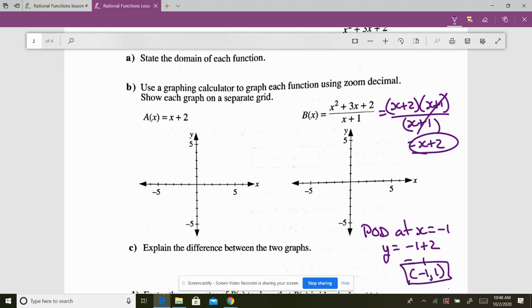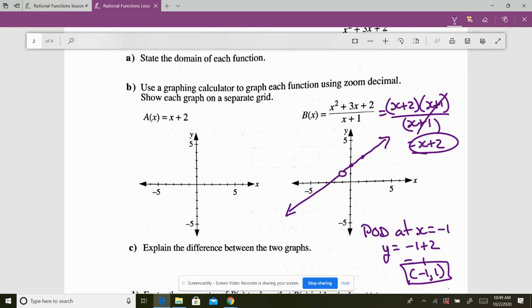So you can mark that on your graph. -1 and 1. We have an open circle, a hole. This is a linear line with what y-intercept? 2. And a slope of? What number's in front of the x? 1, right? So it's up 1 over 1. So from that point, you go up 1 over 1. There's your second point. Draw your line. Can't go through that point, so you just leave it as an open circle.